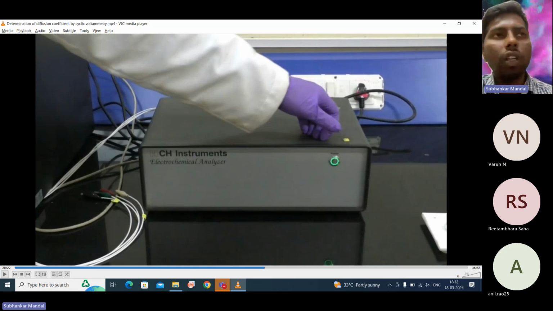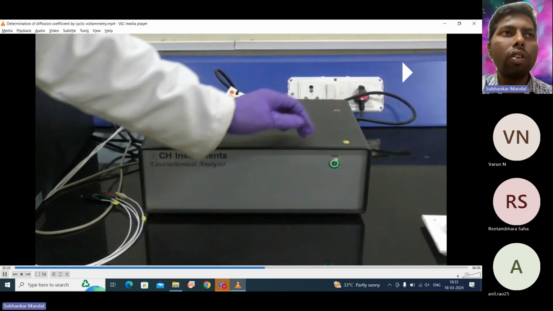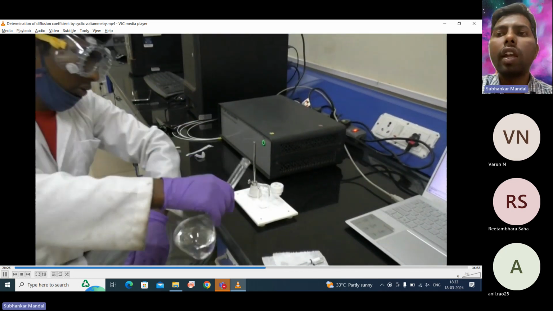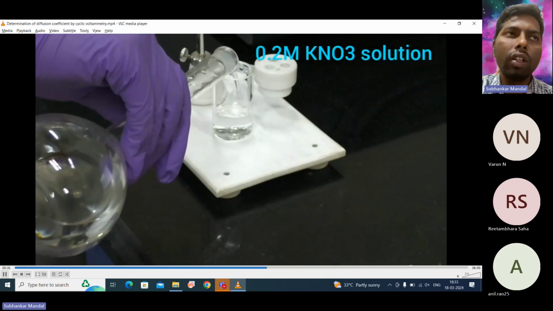So this is the power button. You switch on the potentiostat, and it is connected with the PC monitor, so you can connect the data.